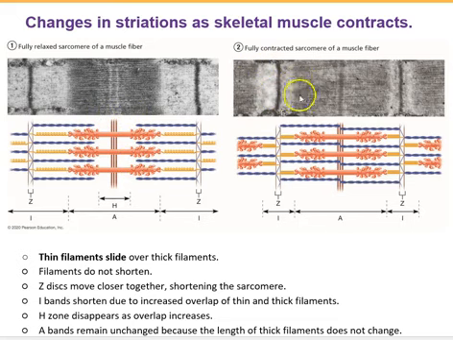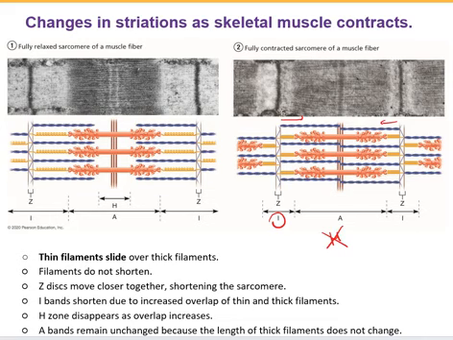And look at here, the fully contracted sarcomere. When the muscle contracts, something changes. You can see the Z discs move closer together. What does that mean? It means that the sarcomere shortens. And then as the Z discs move inward, the I band shortens. You can just compare with the fully relaxed sarcomere. The I band shortens, and also the H zone disappears. There is no H zone anymore.